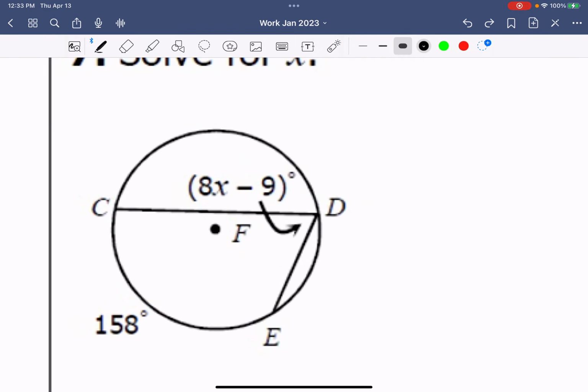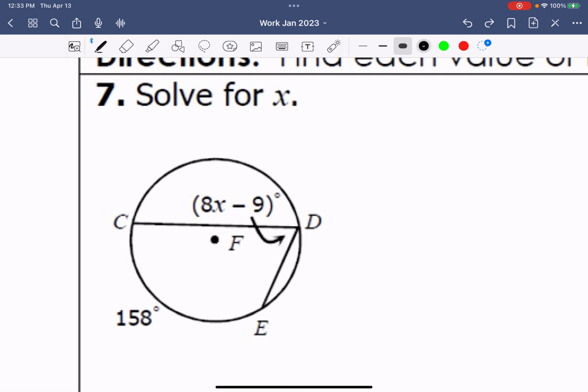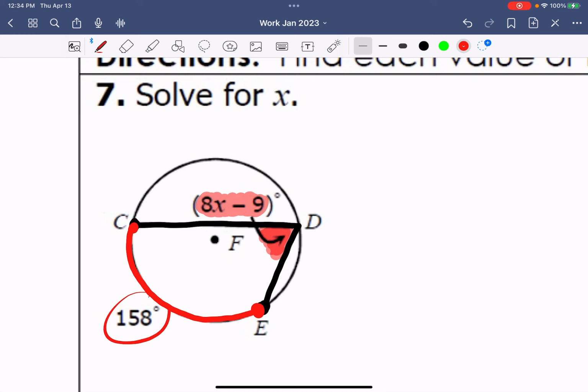Okay, when it comes to solving for x, the angle that I see, I only see one angle. It's CDE. That's the only angle I see. They're telling me that back here in this angle part is an equation, 8x minus 9. That angle is important because it's creating the arc from C to E. So these two are connected in a way. How are they connected? You can divide this number by 2 to see what number belongs in that arc.